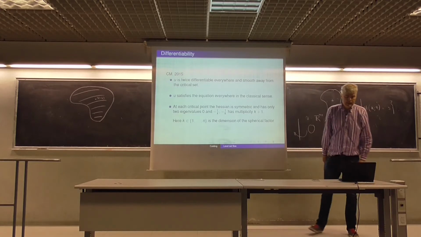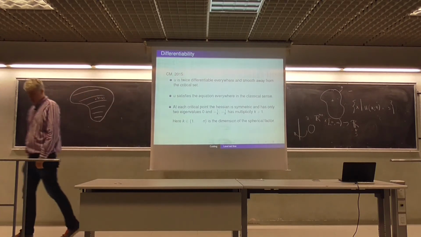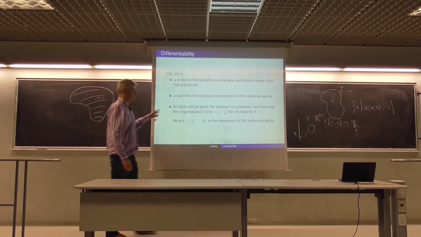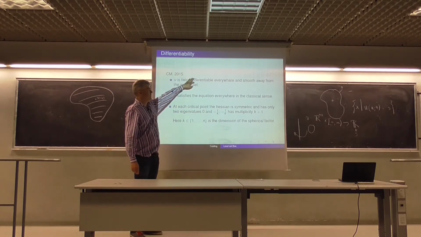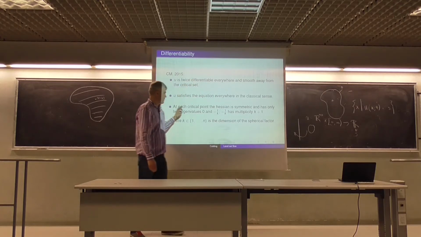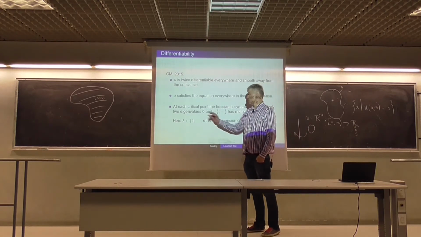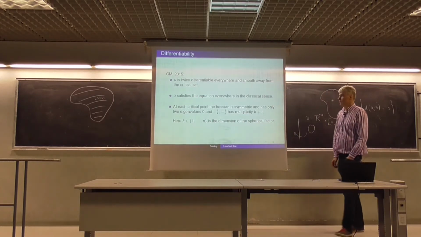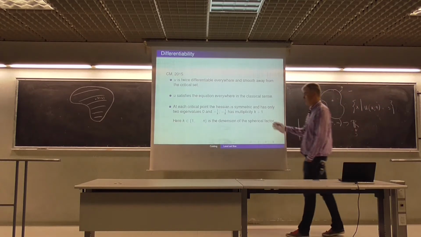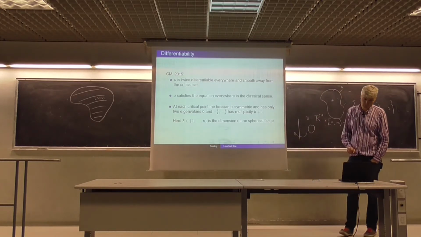Moreover, it turned out that at the critical points, where the equation is degenerate, the Hessian is of a particularly nice form. It's actually symmetric, which is not absolutely clear because I'm only claiming here that it's twice differentiable. It's symmetric, and it only has two eigenvalues, 0 and -1 over k, and this -1 over k comes with multiplicity k plus 1. And this k here corresponds to the dimension of a spherical factor. Okay.